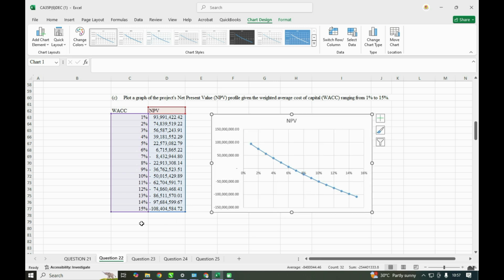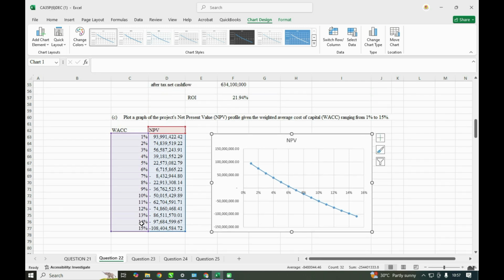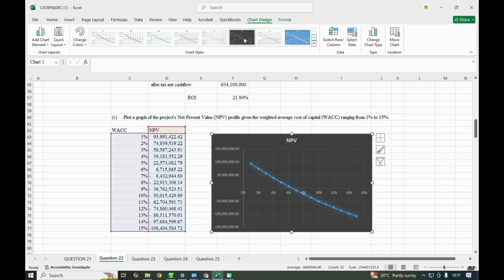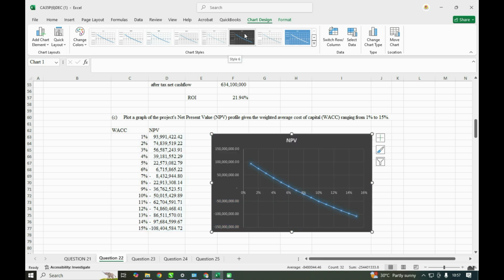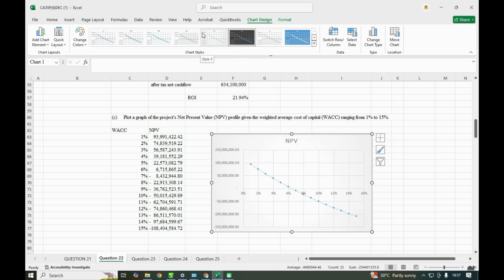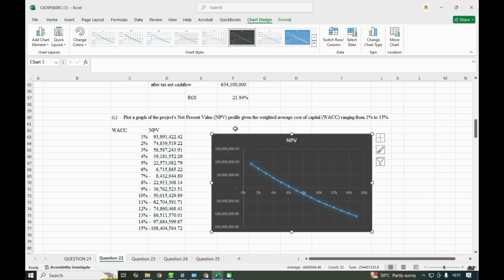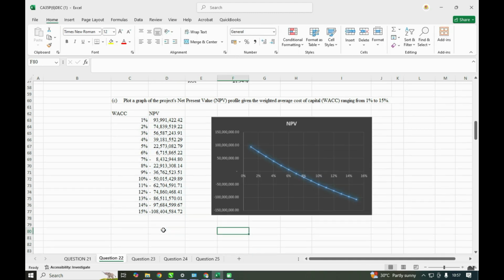Yeah, the graph, a graph of our project net present value profile. So it will look like that. Yeah, some of them are negative and some of them are positive. That is our graph of NPV. Yeah, you can decide to use either with color or without color. So whichever way, you can decide to use that as a black one.